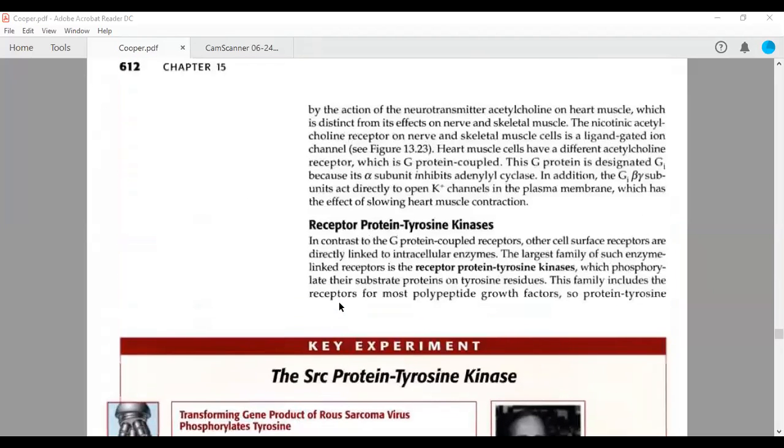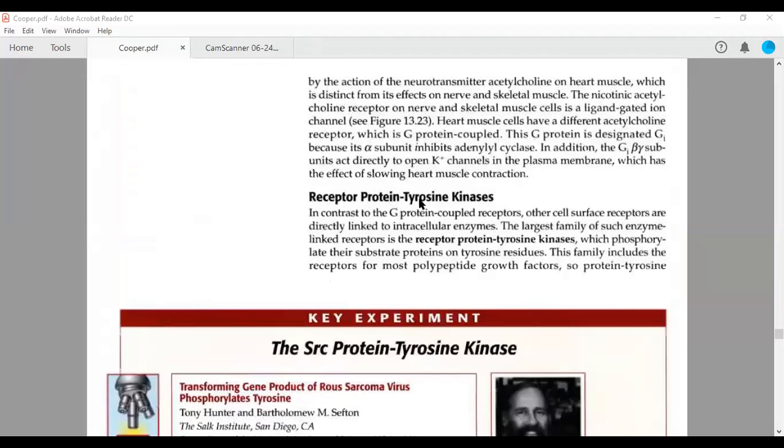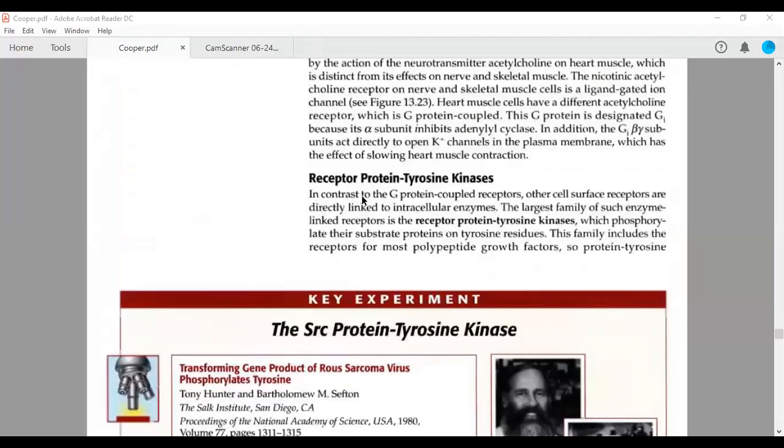Okay. So now these receptor protein tyrosine kinases, in contrast to when we compare them with the GPCRs, these are other cell surface receptors directly linked to the intracellular enzymes. Okay. Shreya, please tell me.